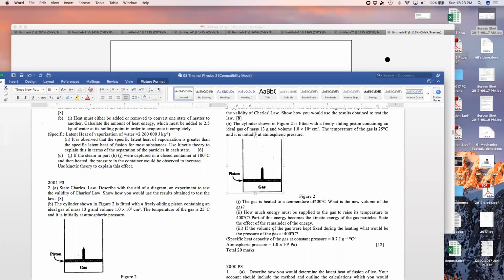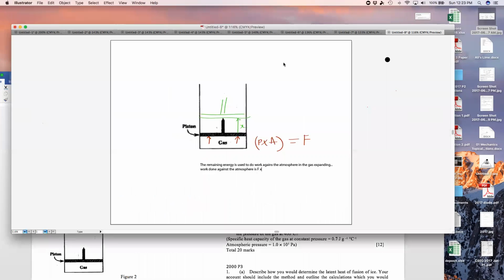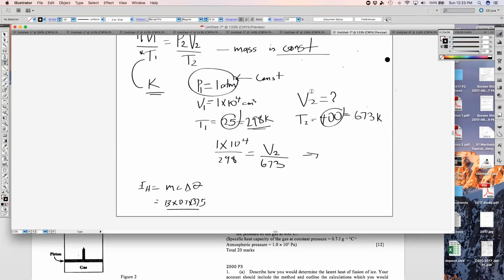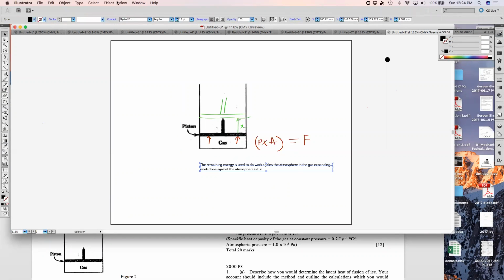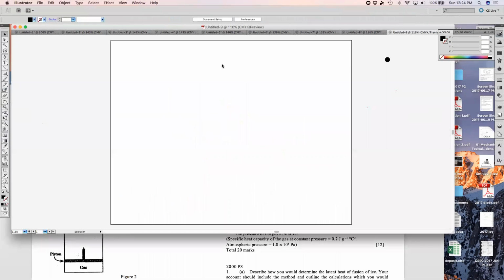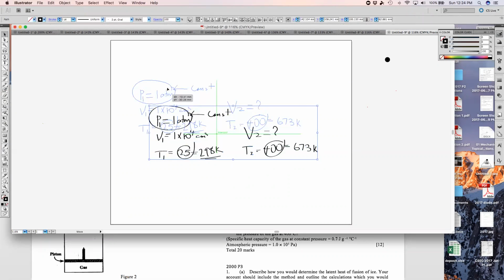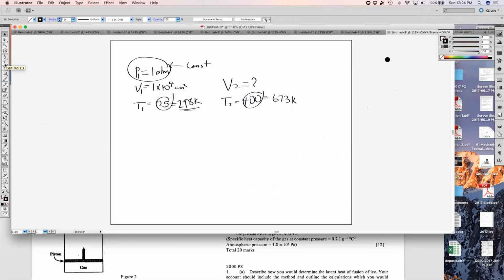Right? And the last part: if the volume of the gas was kept fixed during the heating, what will be the pressure at 400? Then we're going back to the same thing here. If the volume was fixed, let me just copy this. They're telling us now if the volume was fixed. In other words, this volume is not unknown. This volume is the same initial volume. And the pressure, P2, is now the unknown.